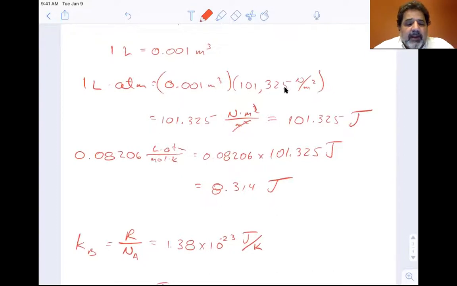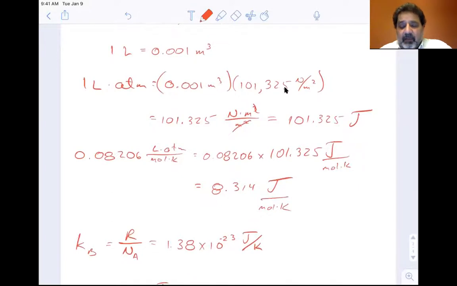Now, if you take 0.08206 liter atmospheres per mole Kelvin, and you multiply that times 101.325 joules, I should have written joules per mole Kelvin, sorry about that, you'll end up with 8.314 joules per mole Kelvin.